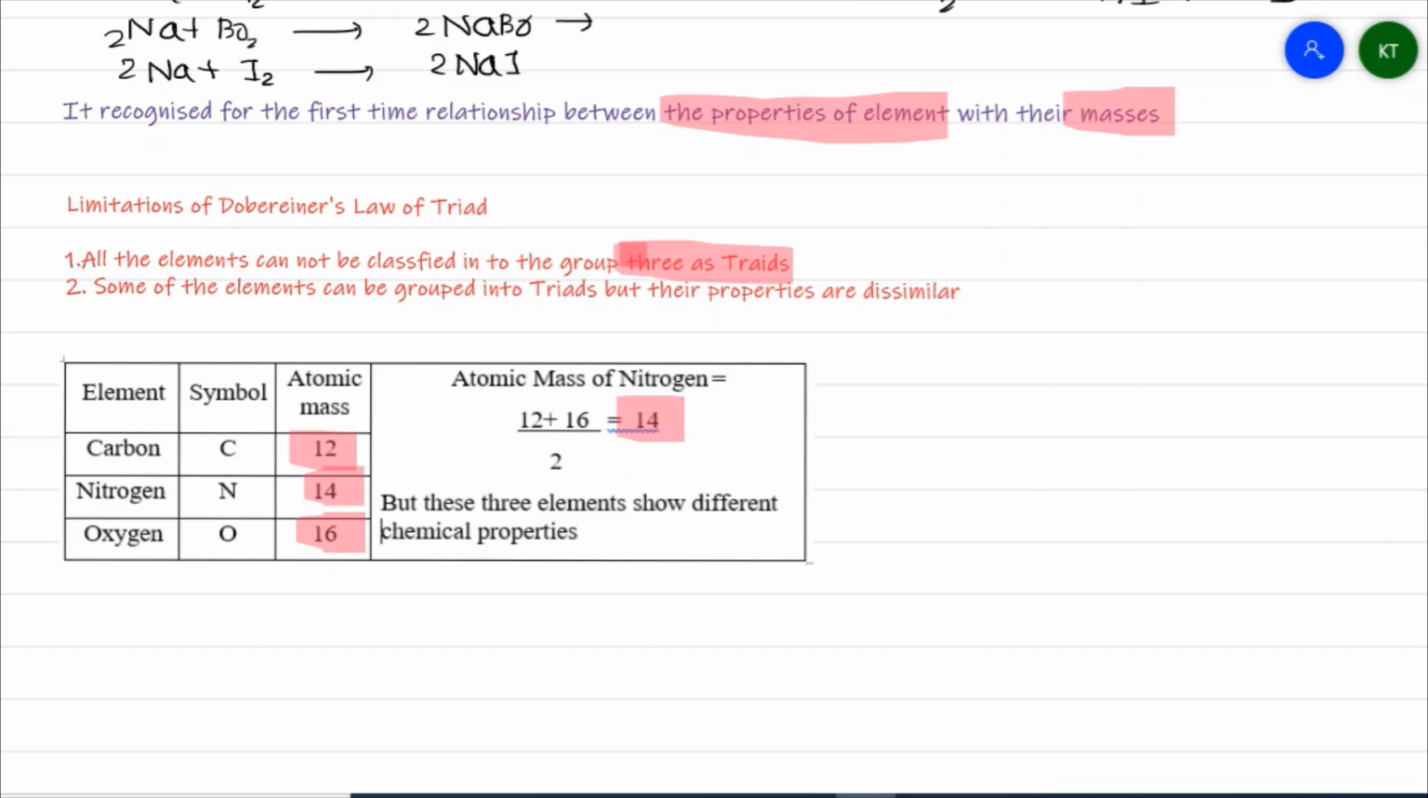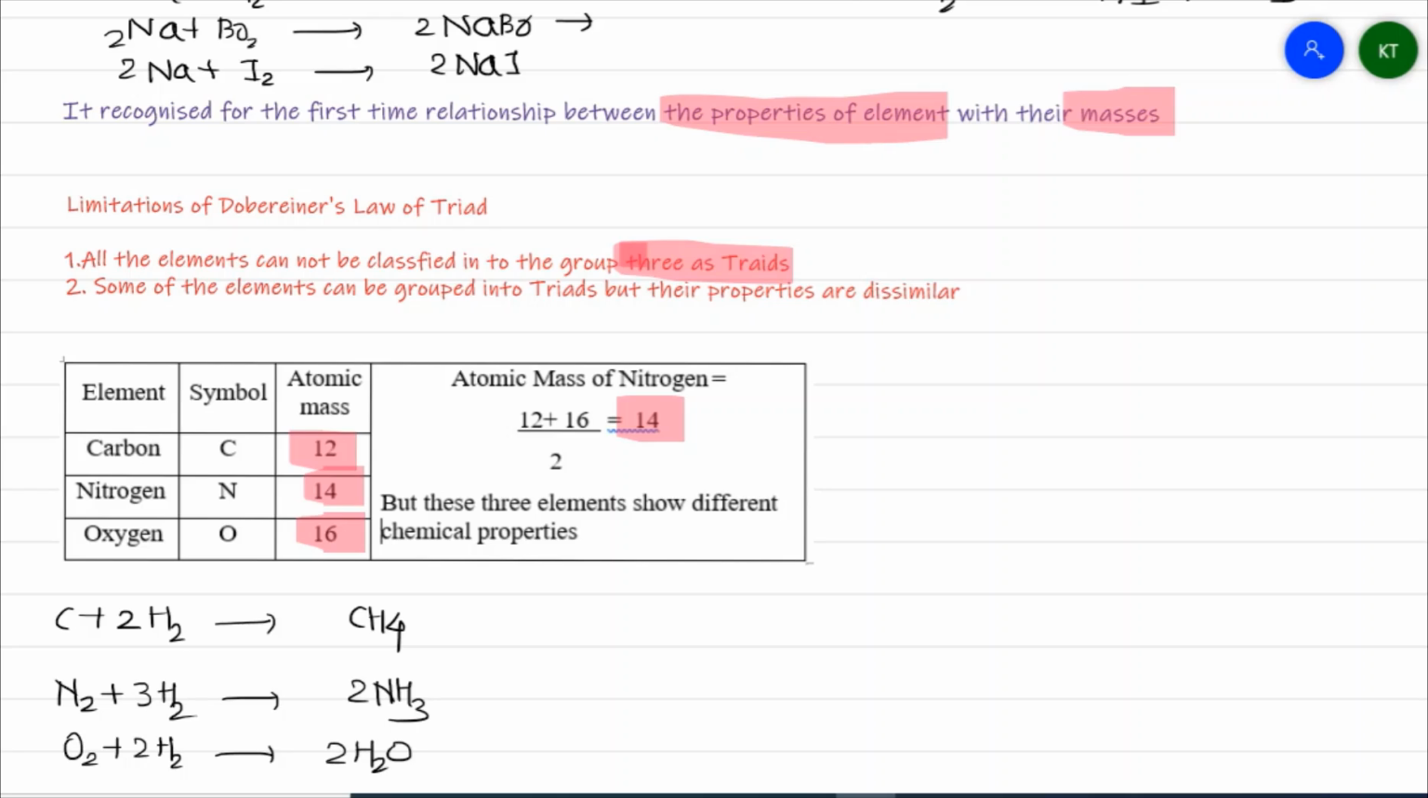Now carbon combines with hydrogen to give methane. Nitrogen combines with hydrogen to give ammonia, and oxygen combines with hydrogen to give water. So there is a difference in property. How can I prove this? By looking at the formation of methane, I can say carbon is tetravalent, nitrogen is trivalent, and oxygen is divalent or bivalent in nature. So there is no similarity we can show between carbon, nitrogen, and oxygen except that they are non-metallic elements, but still they constitute a triad.